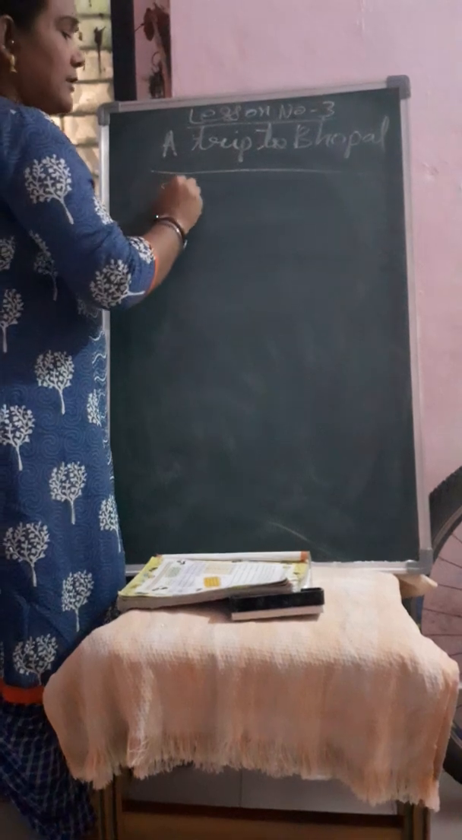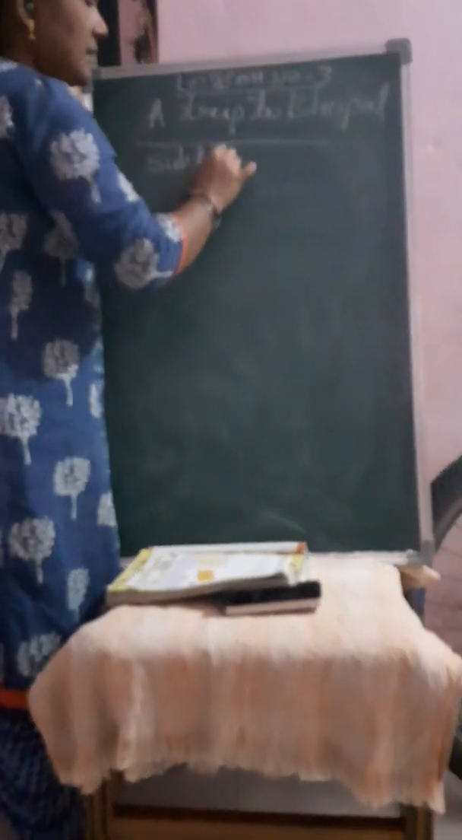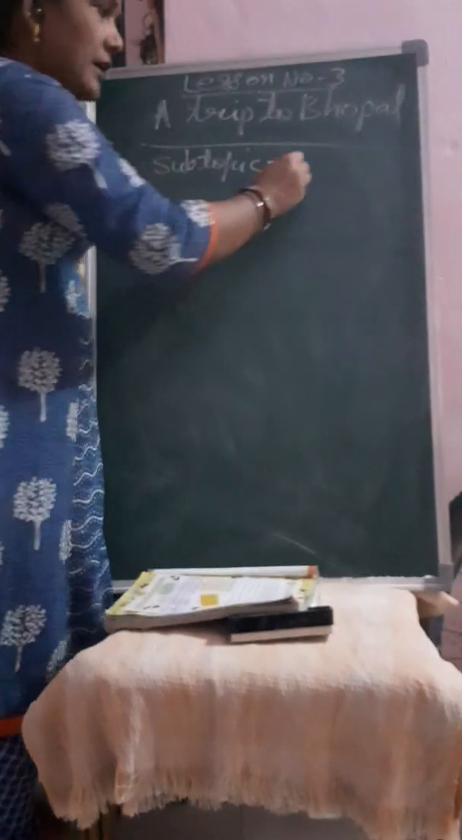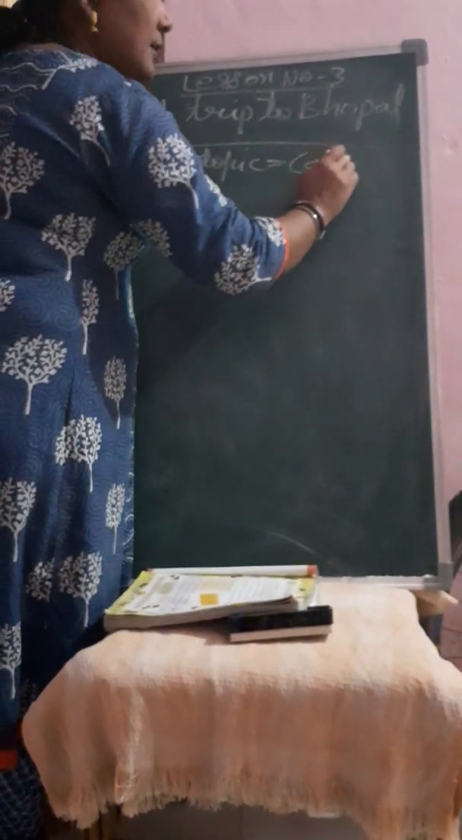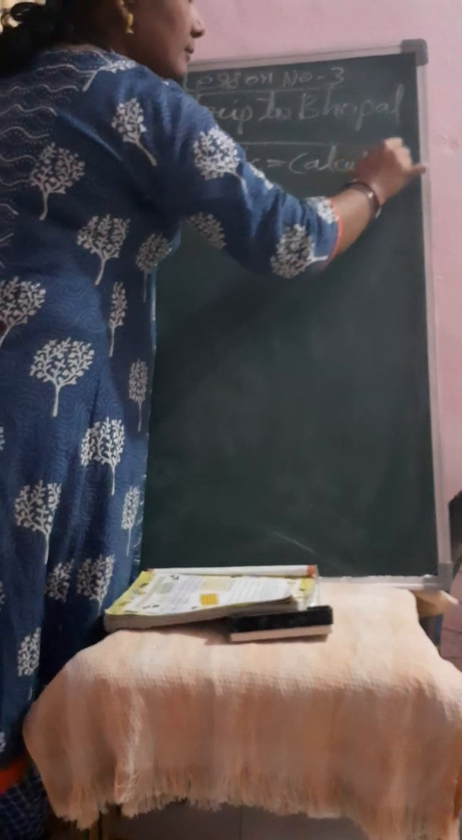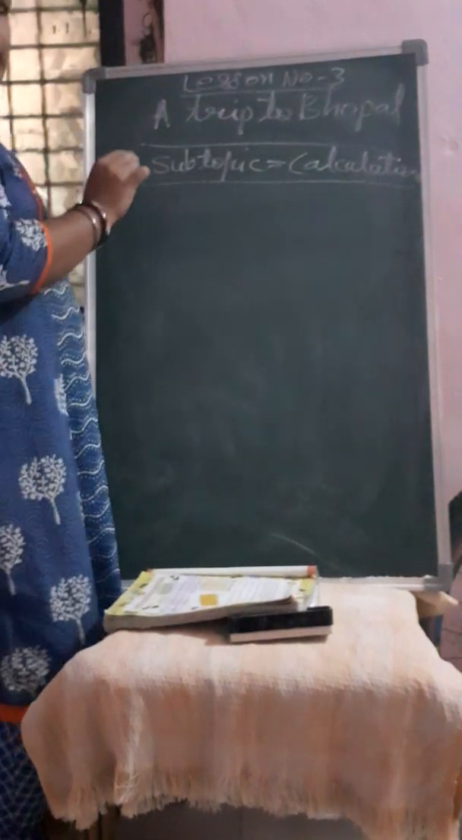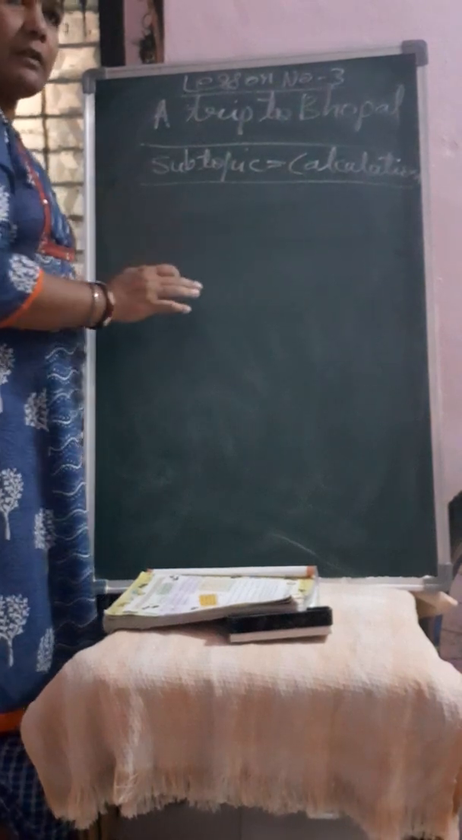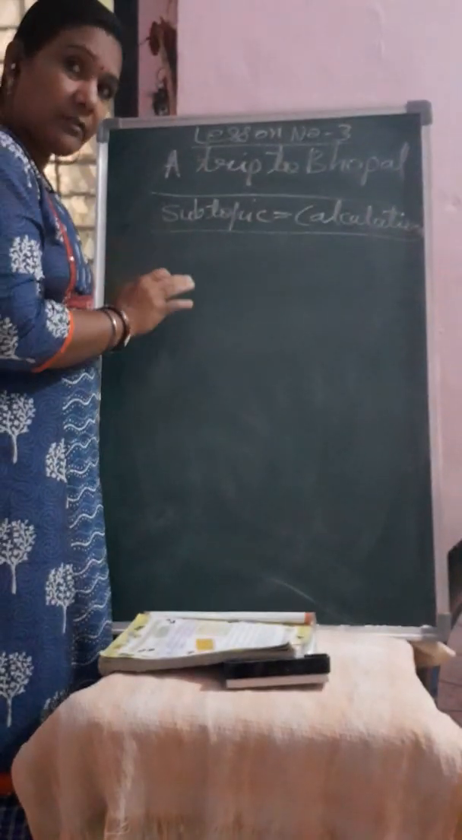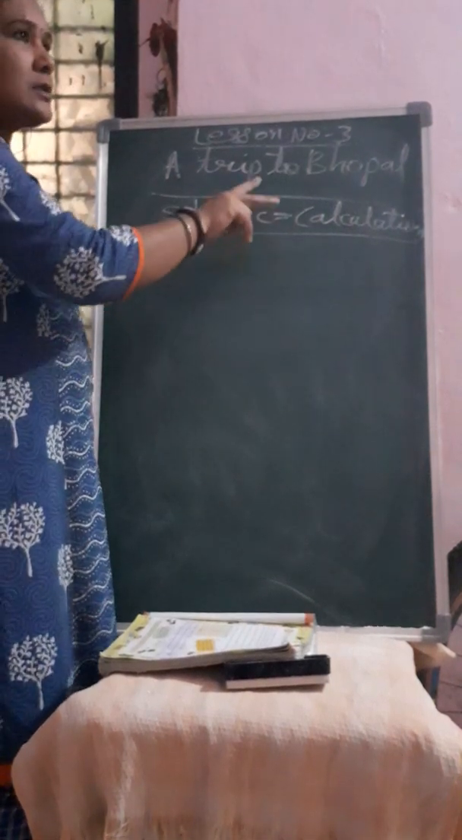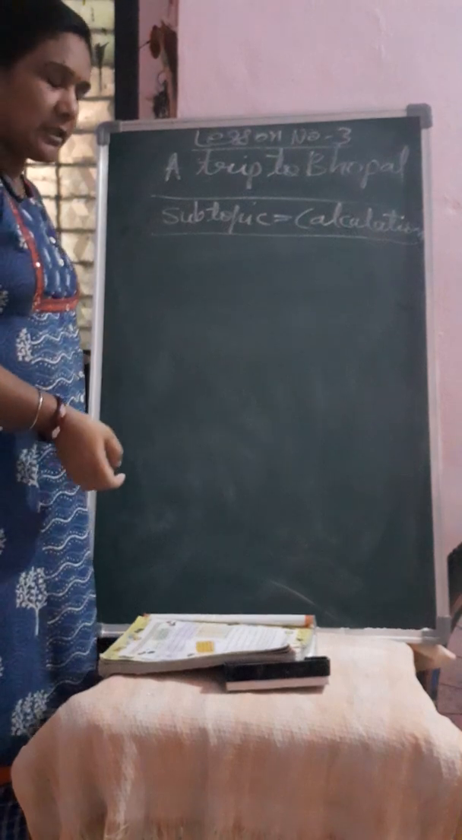Lesson number 3. This lesson is about money calculation, time calculation, and length measurement calculation. All these calculations we are going to learn in this lesson.